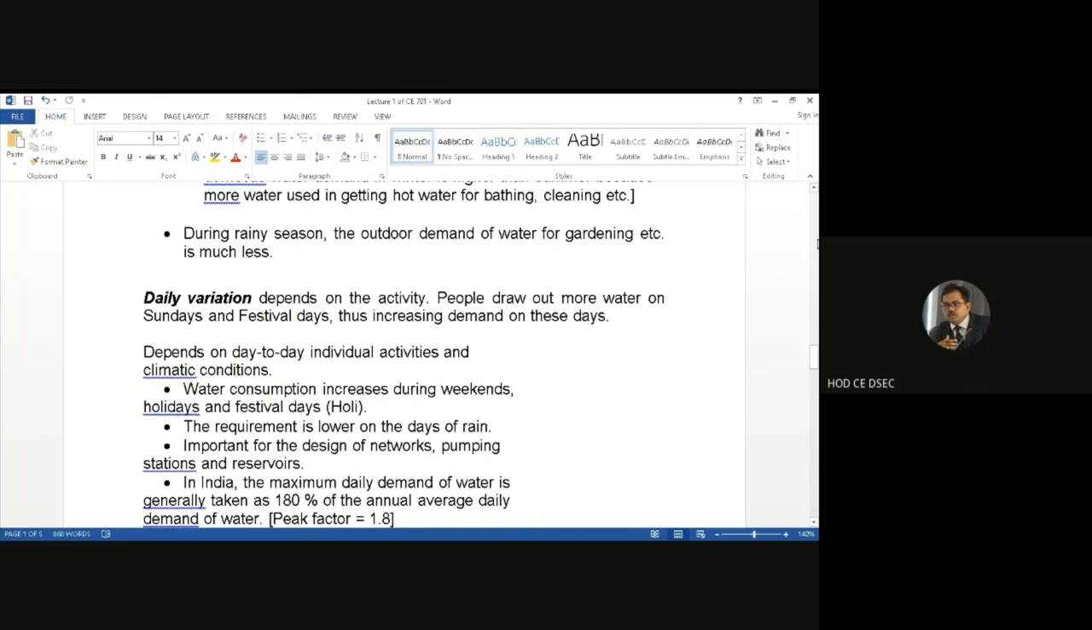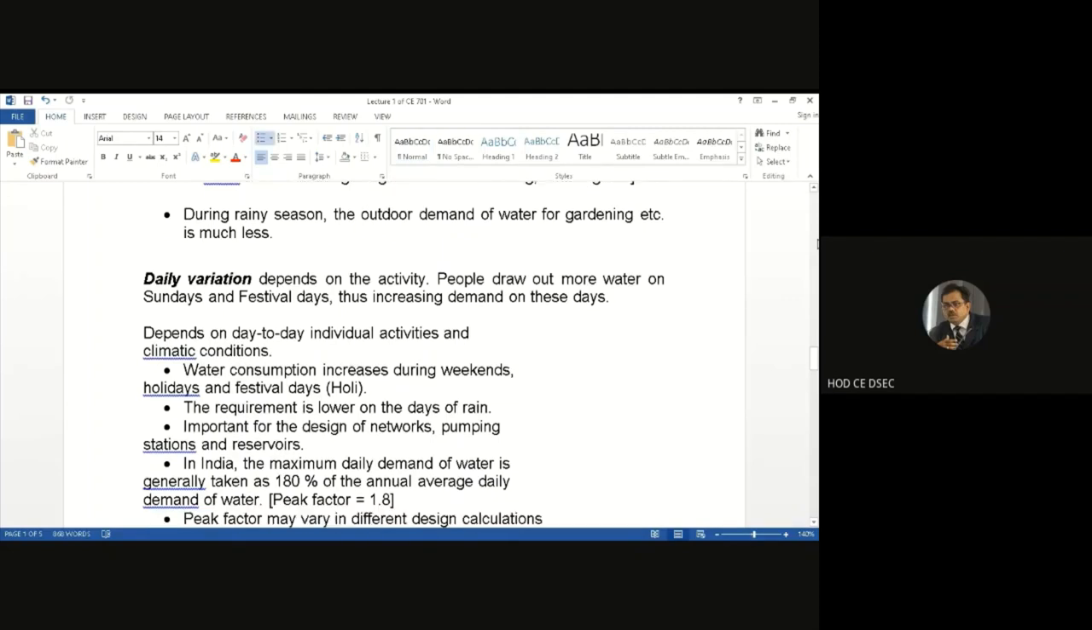If it is a monsoon, then the requirement of the day, even in Delhi, is lower. I am talking about the daily demand, not the weekly: if some day is a rainy day, then it will affect the daily consumption of water. So for the design of network and pumping stations for reservoirs, these factors are very much required.